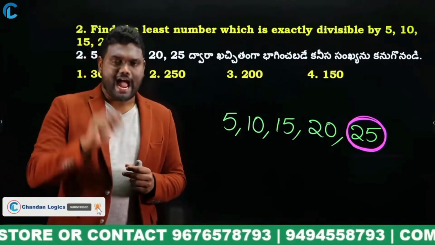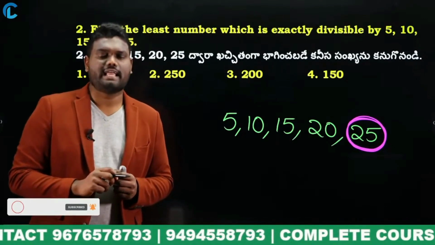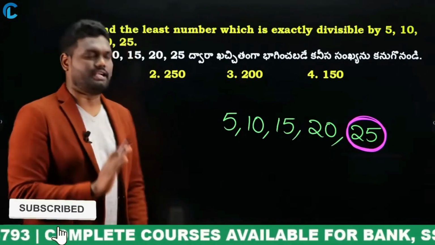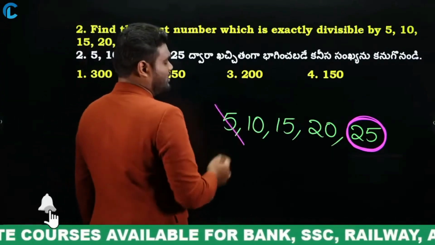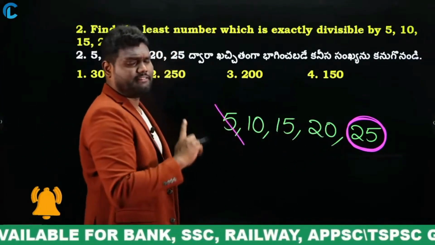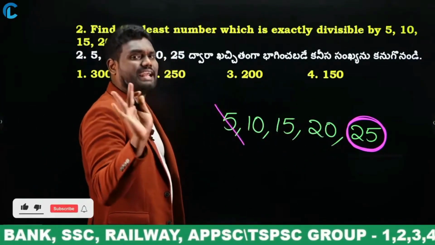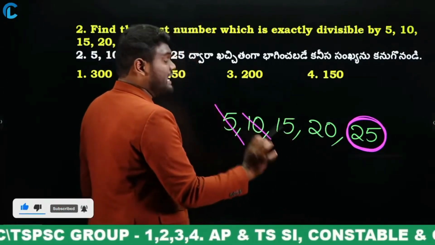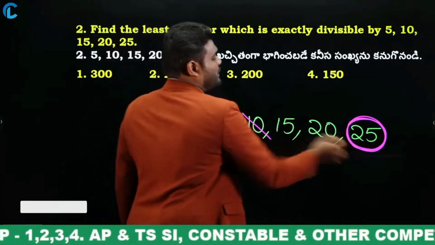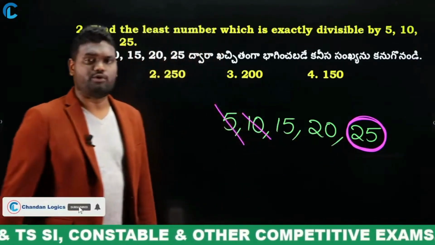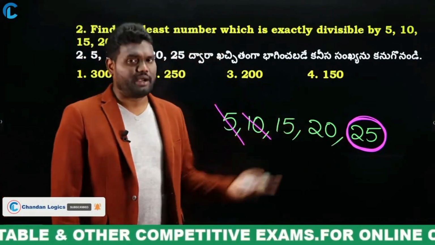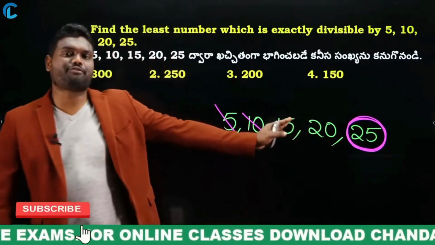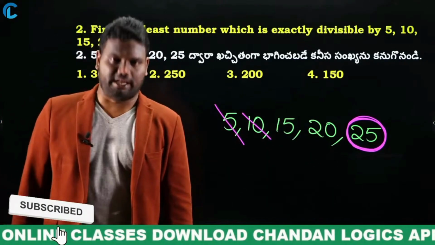Now observe carefully. I told you one more point. While calculating LCM, if one number is a factor of another number, simply neglect it. So 5 is a factor of 10, 15, 20 and 25, so you can neglect it. 10 is a factor of 20, so neglect it. Finally we are left with 15, 20, 25. 15 is not a factor of 20 or 25. 20 is not a factor of 15 or 25. Similarly, 25 is not a factor of 15 or 20. So we are left with 3 numbers: 15, 20, 25.